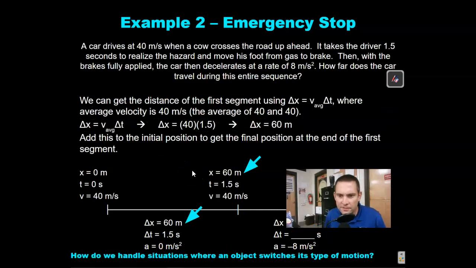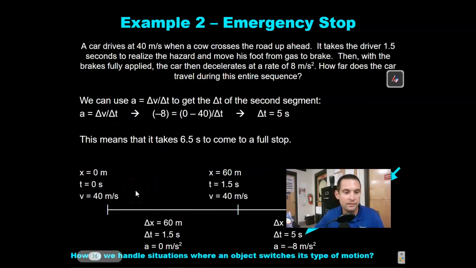We can get the distance for the first segment using our displacement formula, where average velocity is 40 meters per second, the average of 40 and 40. To get a displacement of 60 meters, add this to the initial position to get the final position at the end of the first segment. Don't forget to add that.